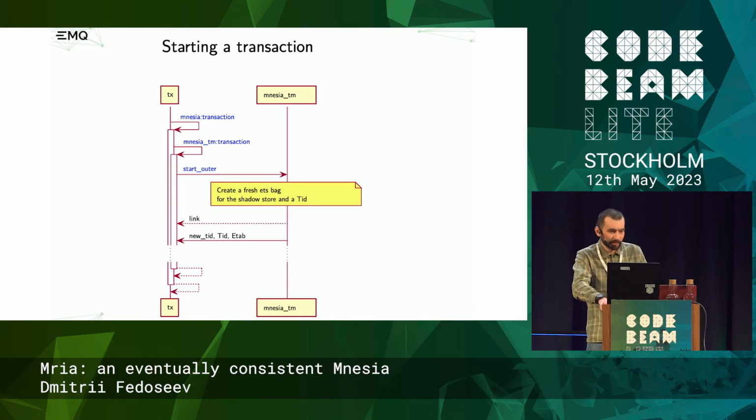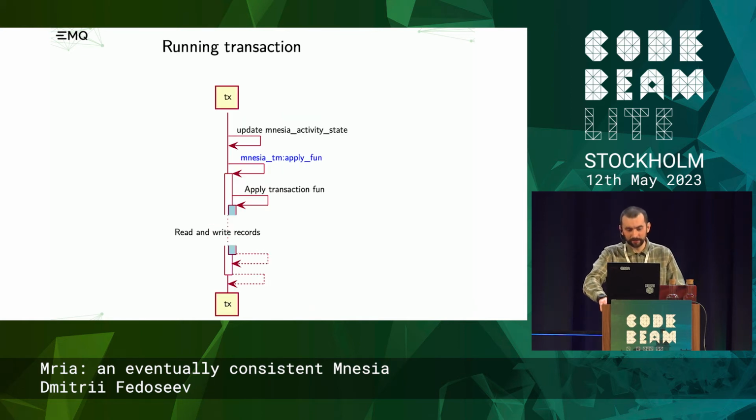Let's dig deeper. The transaction flow starts from making a call to Mnesia TM process to get a new transaction ID. It also creates an unnamed bag table, which is used as a shadow storage for the transaction. All side effects of this transaction are written to the shadow store, where they're invisible to other processes. The transaction process runs the transaction fun, where all the reads and writes happen. During this time, it communicates with Mnesia locker process a lot. We won't go into details.